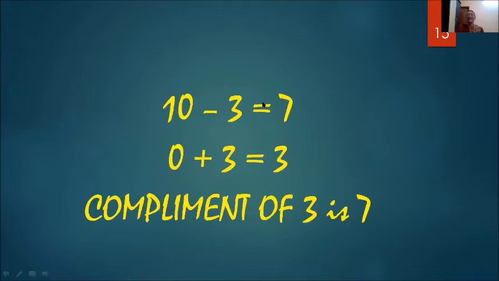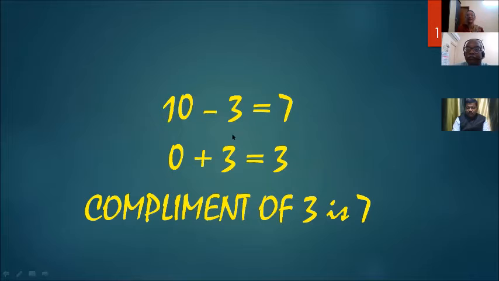10 minus 3, we all know it is 7. Now, here we are using addition. How? We are finding the complement of 10. The complement of 10 with respect to 10 is 0 only. That 0 is added to this 3. 0 plus 3 is 3, and the complement of 3 is 7. Like that, we can have the complement for all the numbers 1 to 10.